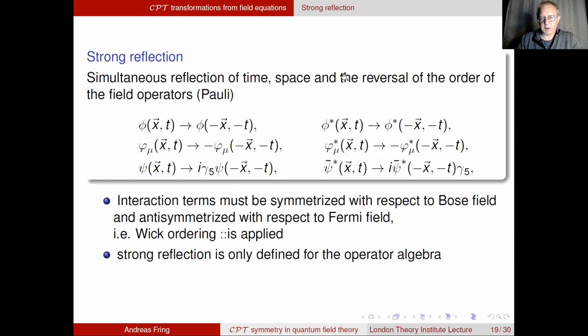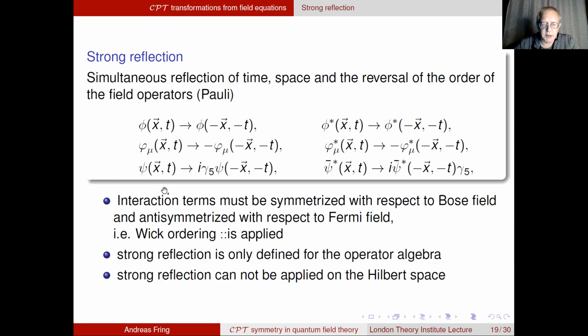But the problem here is that what I didn't read out yet is that you also have to reverse the order of the field operators. So that's a bit tricky. Yeah. This you can do when you act on an operator algebra, but you can't do it in Hilbert space. So you can't really apply this strong reflection to Hilbert space. But the next operation will do the same, and then this problem is solved because this compensates each other when you do this transformation simultaneously.